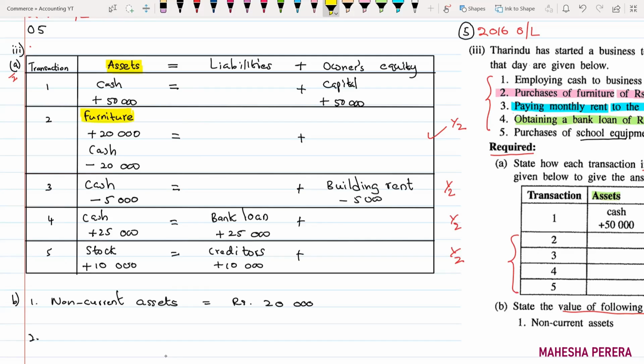Okay. The next question is you need to find the current assets. Now, in this case, you have several current assets, isn't it? You have cash, you have what else? Stock. So there are 2 current assets. Now, if you take the cash, can you see from transaction 1, 2, 3, even 4, the value of cash changes because of these transactions. So you need to find out the net value of cash. Are we clear?